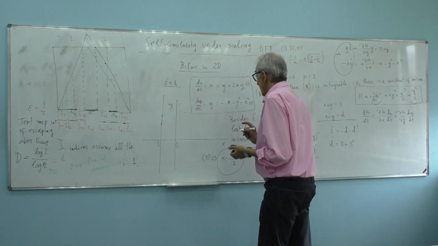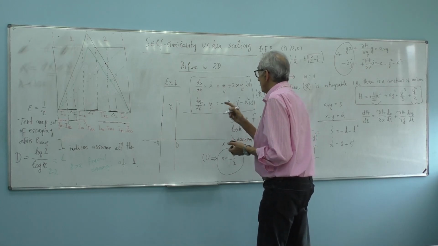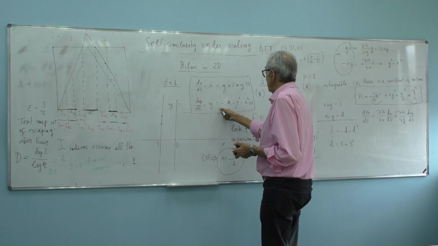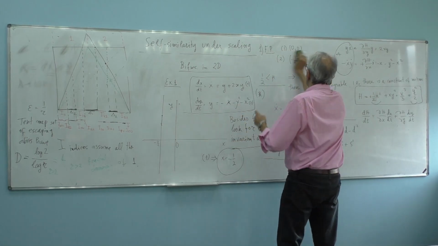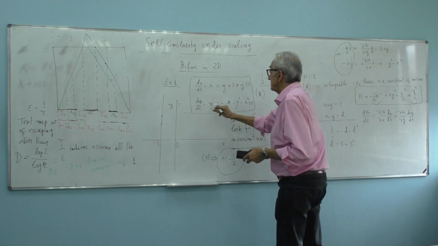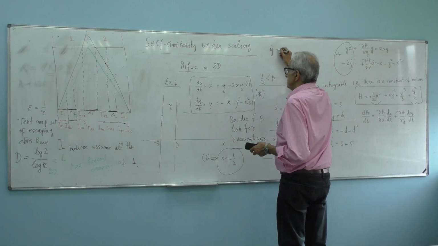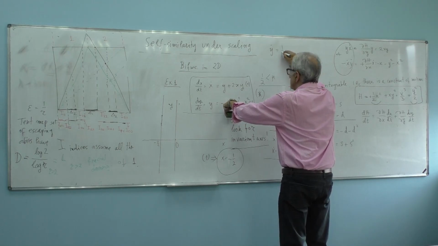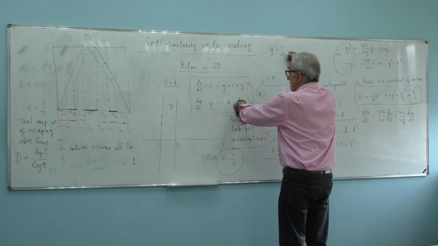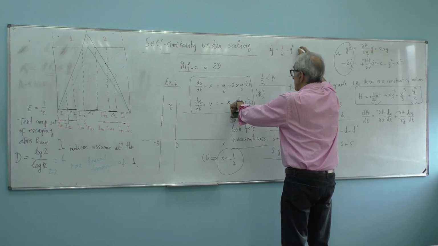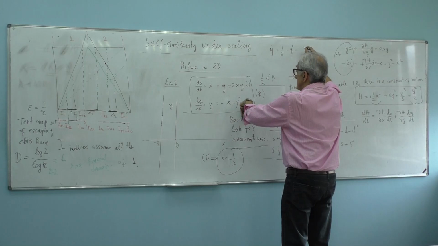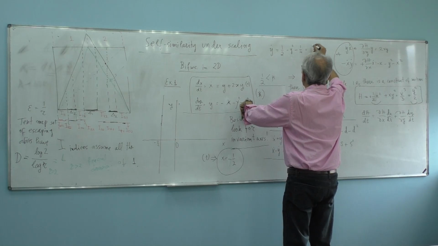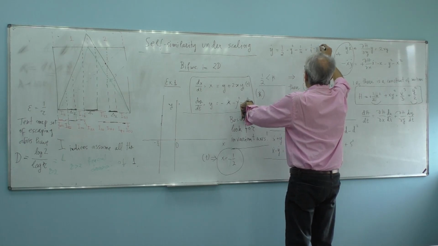What is dy dt on this wall? Let's put here x equal to minus a half. What is dy dt? y dot equals minus x, which is 1/2, minus y squared. Here, with y equal to 1/2, minus y squared is minus 1/4. So the answer is 1/4 minus y squared.